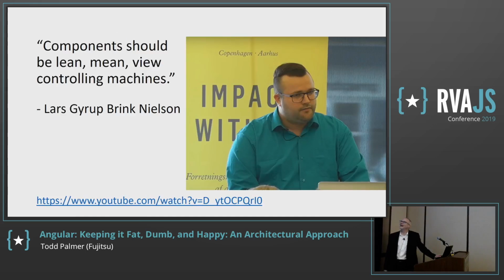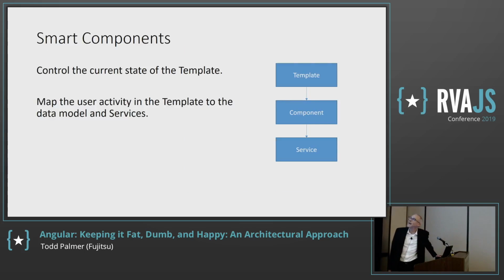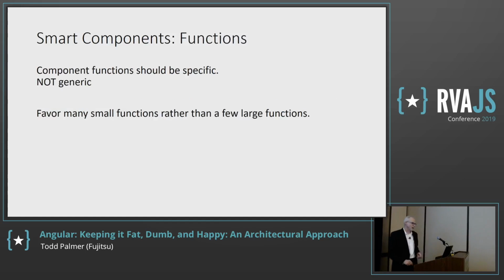All right, so this is my friend Lars Brink Nielsen from Denmark. What he says about components is that they should be lean, mean, view-controlling machines. This is in his talk about components, and you should check it out. Here's the list for that. Lars, like me, likes to talk about Angular architecture. He also, like me, writes a lot of articles for the blog Angular in Depth. Unlike me, Lars is a descendant of Vikings and has a really cool accent. So our components should be smart, so that they should just be controlling the state of the template, and they're the ones who map the user activity into the services and know where to find everything.